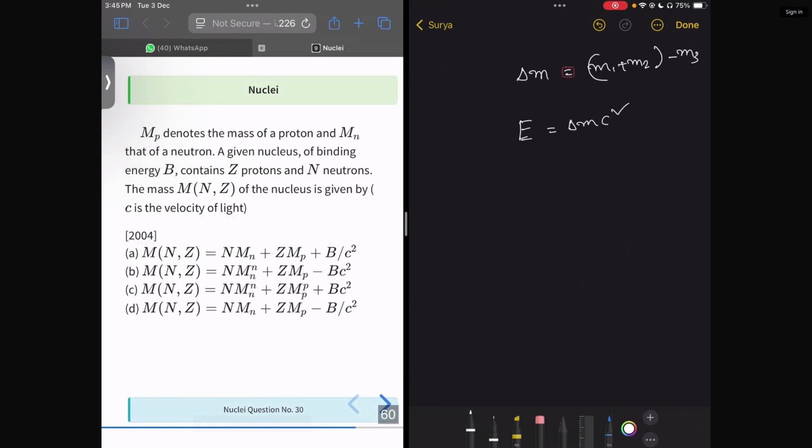M P denotes the mass of a proton, M n denotes the mass of a neutron, and the nucleus has binding energy B.